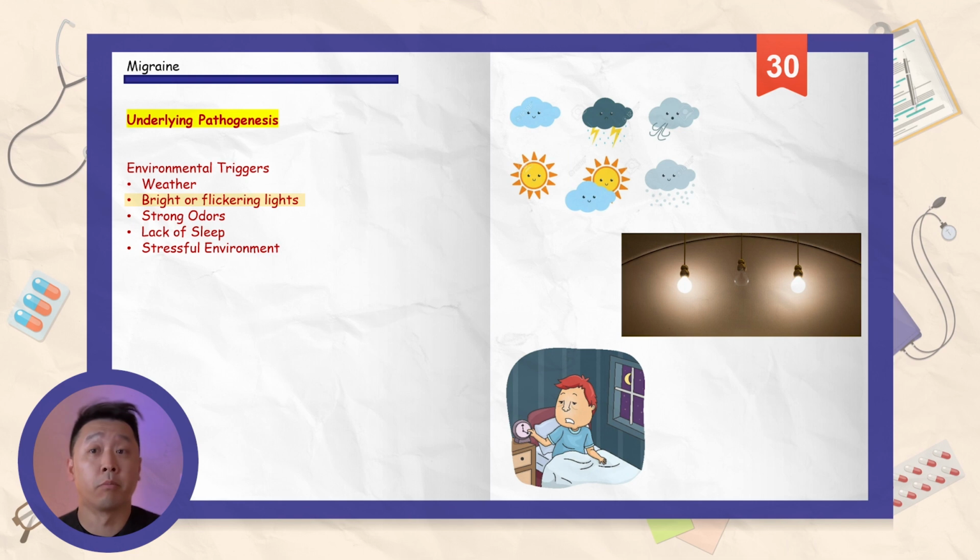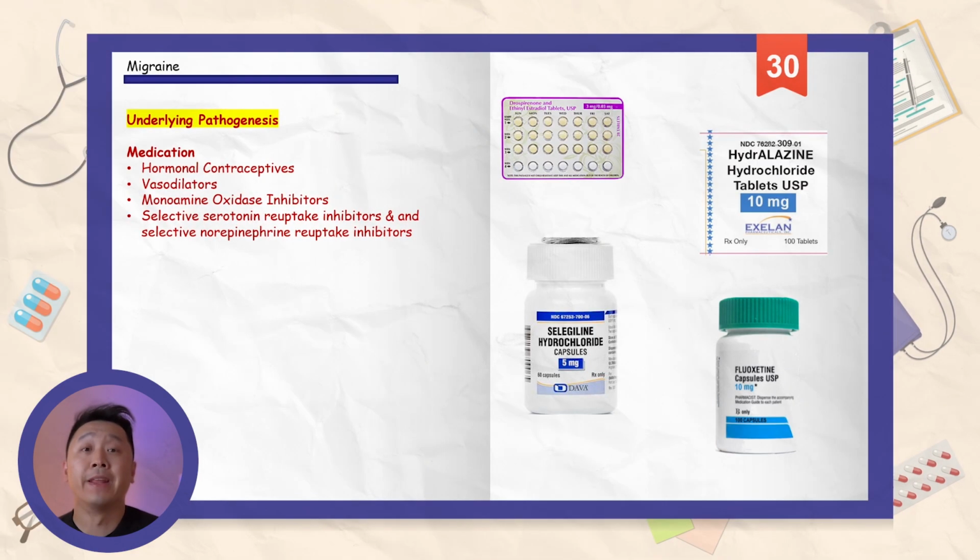Next, we have bright or flickering lights, strong odors, and that's also one of the main reasons why many hospitals ask their staff members to not wear strong odors. Besides that, we have lack of sleep, as well as dealing with stressful environments. For medication causes, there are hormonal contraceptives, vasodilators, monoamine oxidase inhibitors, and finally, both SSRI and SNRI.